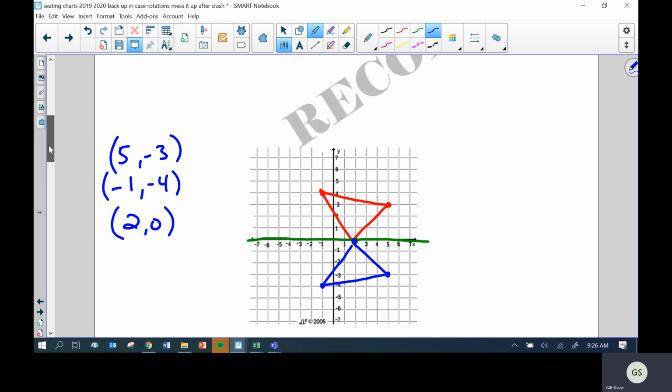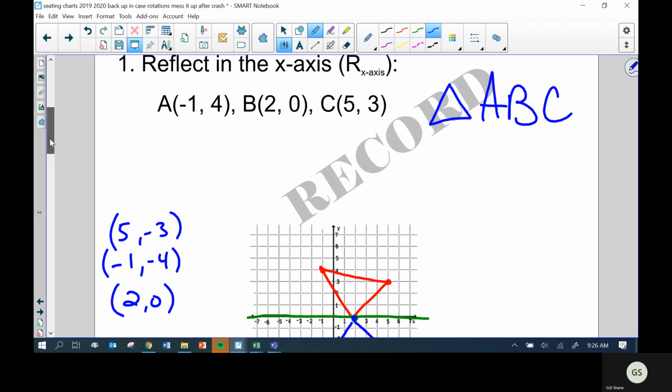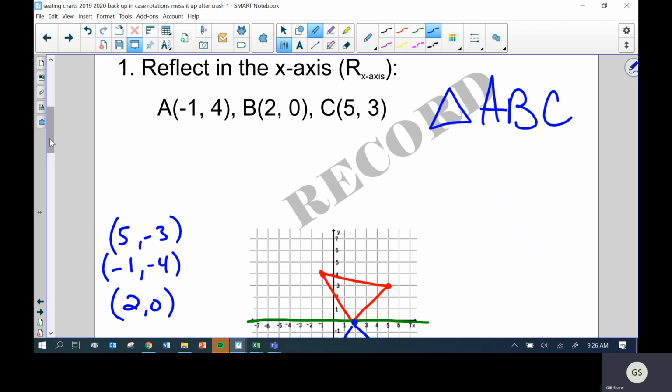So let's just make sure that if we use the rule, we get the same thing. Again, we just flip the sign of the y, is what it says. The rule in your sheet says change it from this.